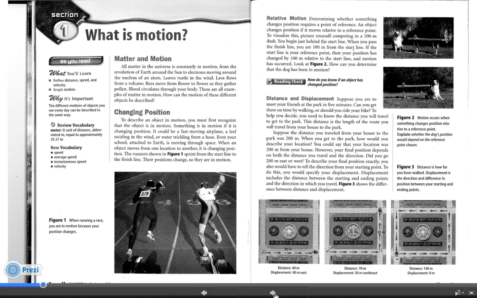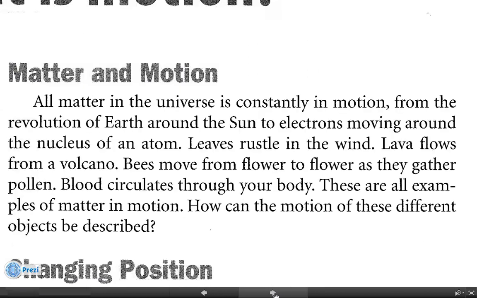So, here we go. Matter and motion. All matter in the universe is constantly in motion. From the revolution of Earth around the sun to electrons moving around the nucleus of an atom. Leaves rustle in the wind. Lava flows from a volcano. Bees move from flower to flower as they gather pollen. Blood circulates through your body. These are all examples of matter in motion. How can the motion of these different objects be described?